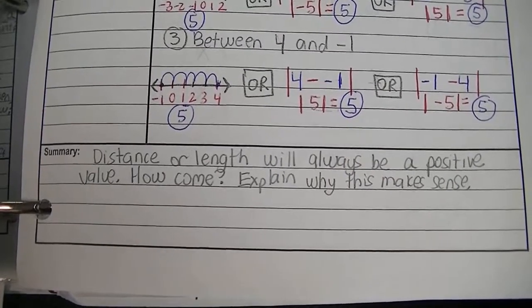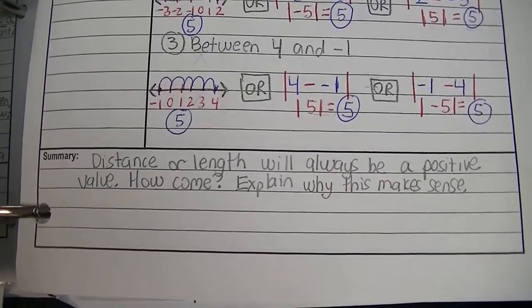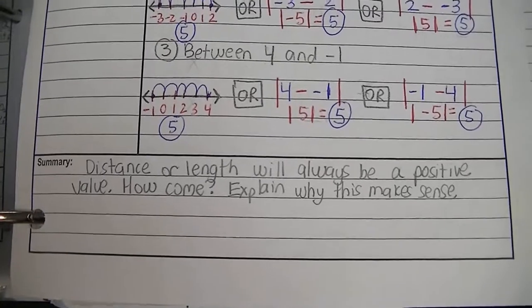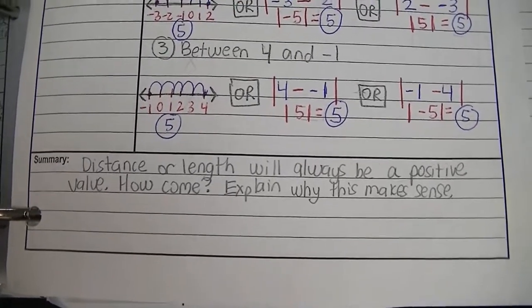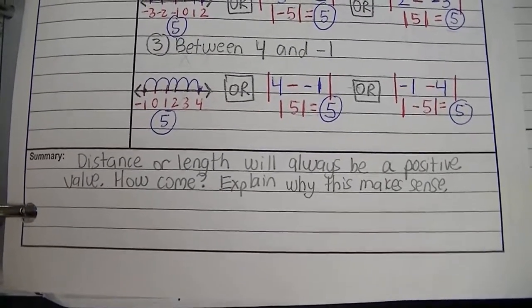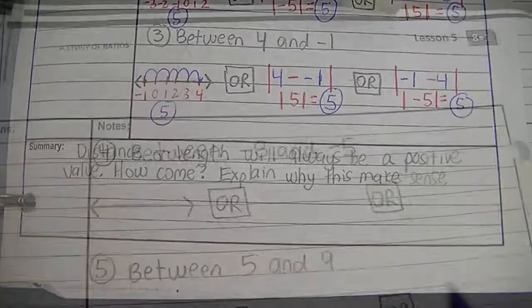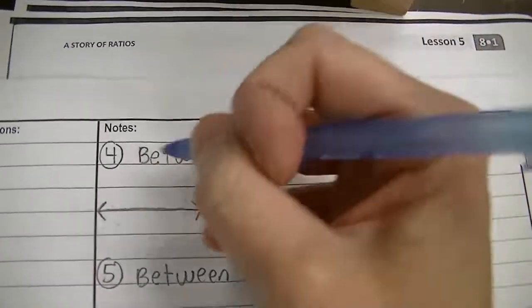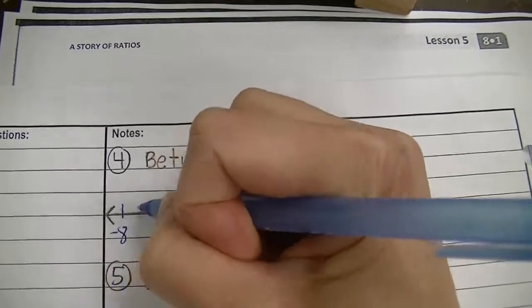Your summary says that distance or length will always be a positive value. How come? Explain why this makes sense. So explain why distance and length will always be a positive value. The distance between -8 and -5, you can write those numbers on the number line.